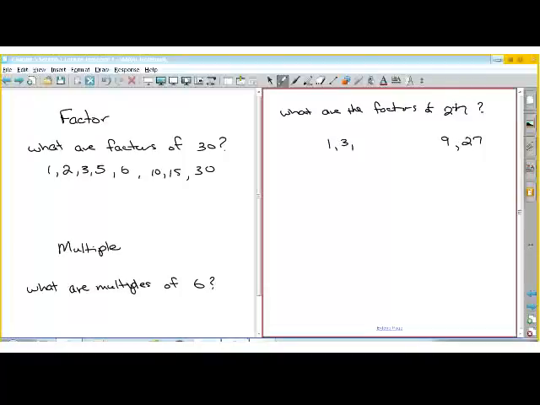What does that mean? It means I can divide 27 by 27 and get a number, which is 1. I can divide 27 by 9 and get 3, which is a number. I can divide 27 by 3 and I get 9, which is a number. And I can divide 27 by 1, which is 27, and that's a number. So 27 is divisible by each one of these numbers. That's what factors are. It's a list of the numbers that an original number is divisible by without a remainder.